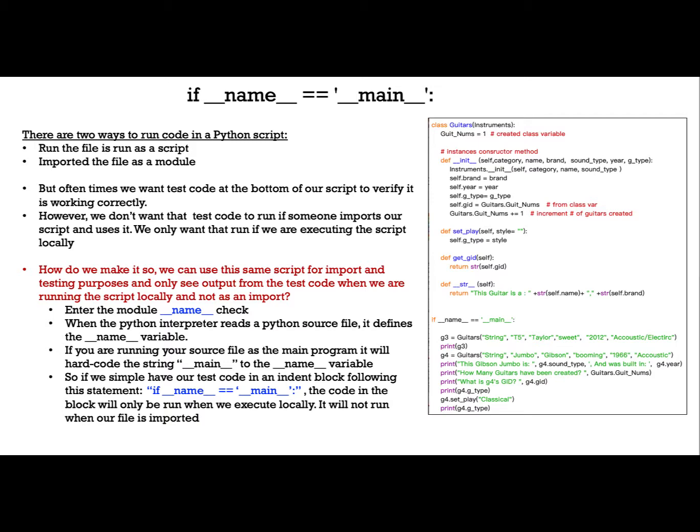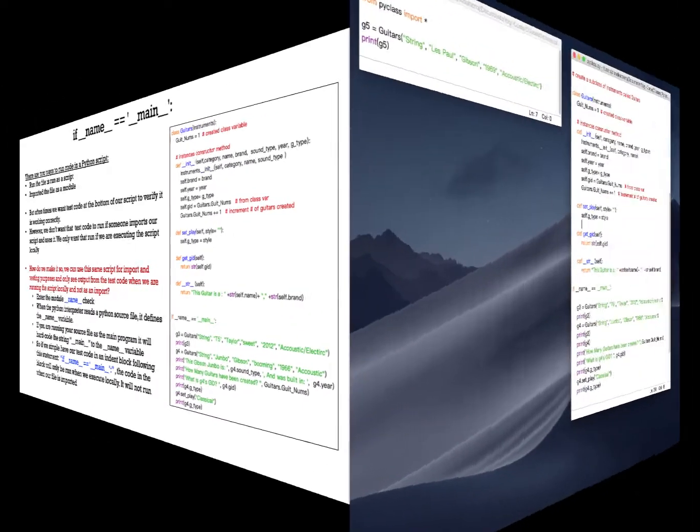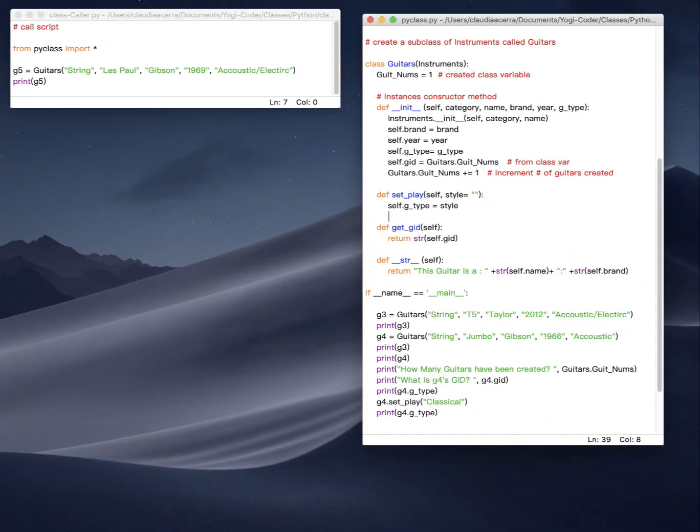Enter the module name check. When the Python interpreter reads a Python source file, it defines the __name__ variable. And again, this is a dunder, magic method. If you're running your source file as the main program, it will hard code the string __main__ to the __name__ variable. So if we simply have our test code in an indented block following the statement if __name__ equals __main__, just like I do right here, the code in the block will only be run when we execute locally. It will not run when our file is imported. So let's see this in action. Okay, let's see how if __name__ equals __main__ works in practice.